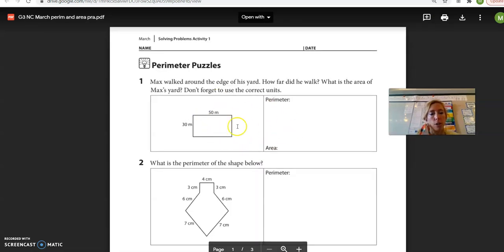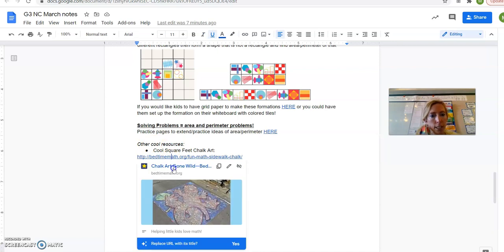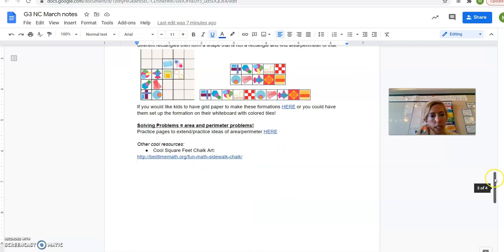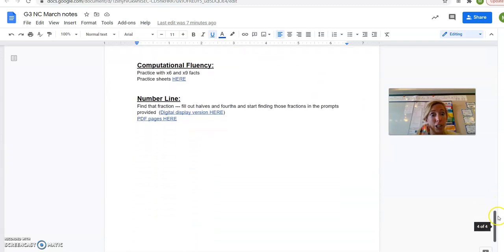And if it's a harder problem, good, right? If there is no struggle, there is no progress, right? So we need to do some harder things. And then other cool resources is just this sidewalk art that you could read about on Bedtime Math. There's an article to go with it. That's looking at square footage.